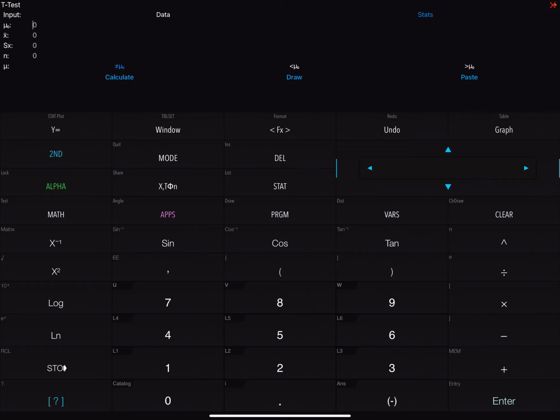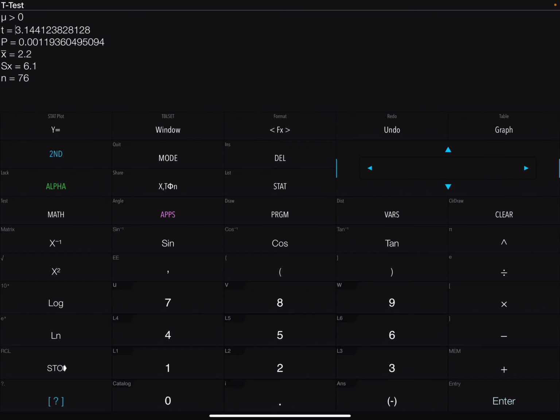Data tells you the list, you need to have a list entered. But summary stats are when you're given the initial value, 0. Then you have that X bar was 2.2. The sample standard deviation was 6.1. And the sample size was 76. Let's plug that in. And this is a right tail test, so we highlight the right tailed here and just hit calculate, and there it is. This app is called, I think, Graphing Calculator or GDOT Calculator, and I found it on the iPad, but you can also get it on the iPhone, obviously.